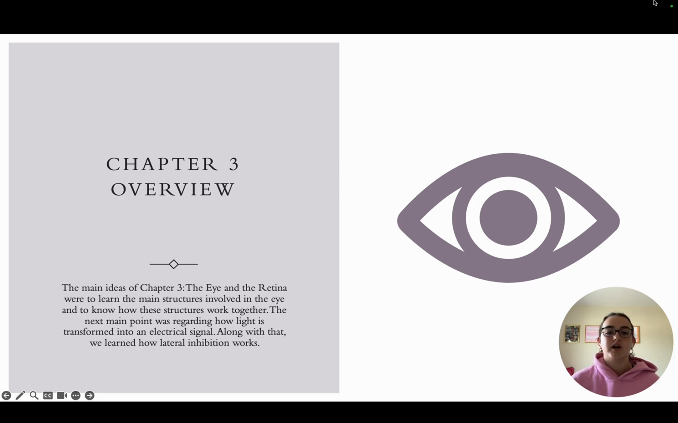So the next main point of chapter 3 was talking about how light is transformed into an electrical signal. And then along with that, we learned about how lateral inhibition works, which I'll cover more later in the slides.